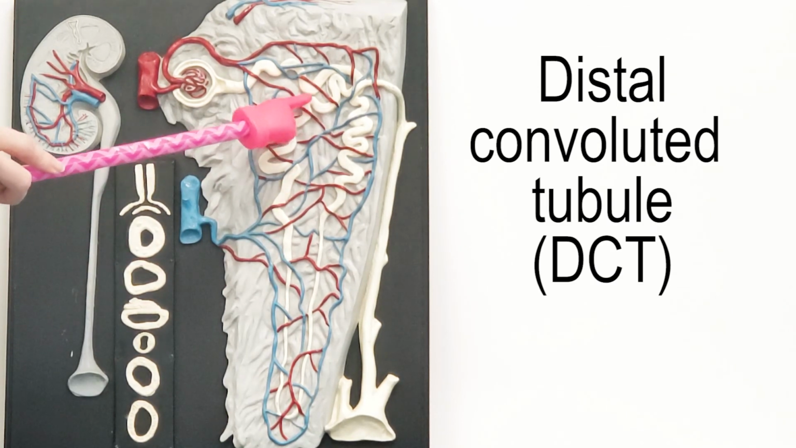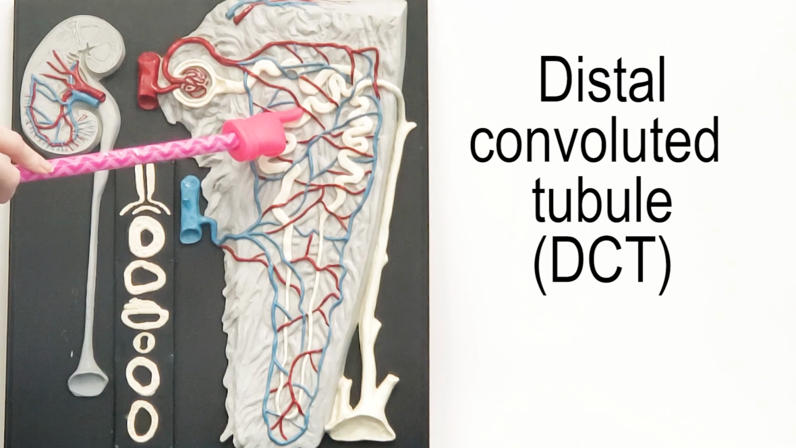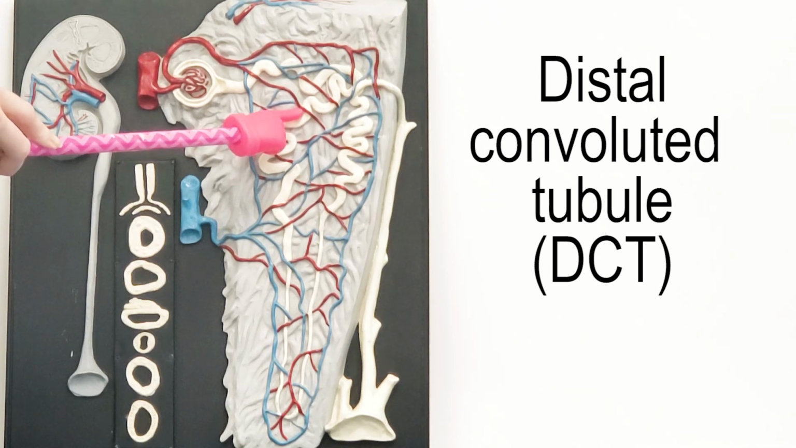Distal convoluted tubule. Distal meaning further away from the glomerular capsule, or Bowman's capsule, and once again convoluted meaning tightly coiled rather than straight. This is the furthest tightly coiled tubule from the glomerular capsule.